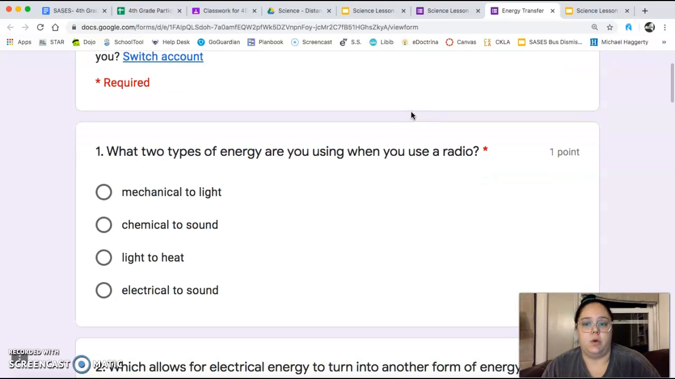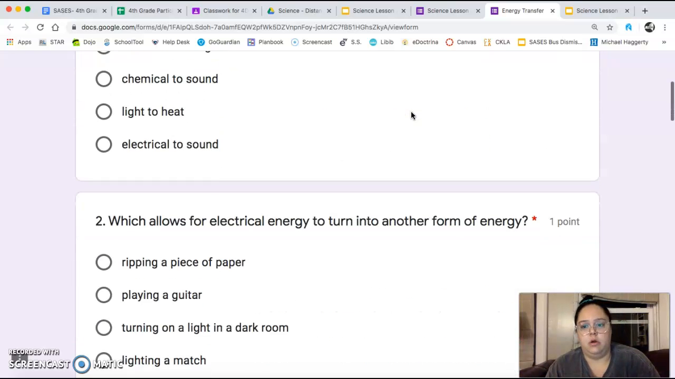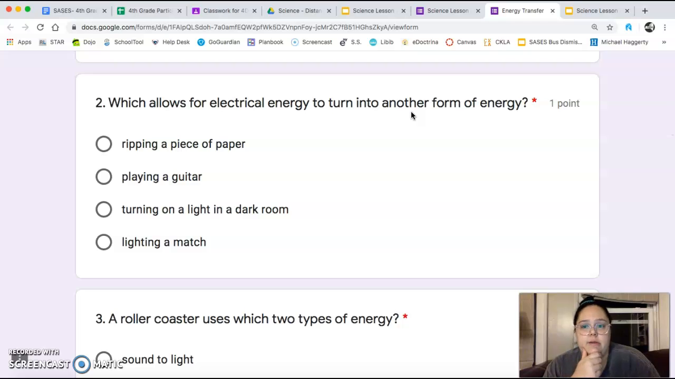So the first one says, what two types of energy are you using when you use a radio? So walk yourself through. If you're going to use a radio, what are you going to do? You're going to plug it in and then you're going to turn it on. Number 2, which allows for electrical energy to turn into another form of energy. So read each of these different instances, which one starts with electrical and then turns into something else.